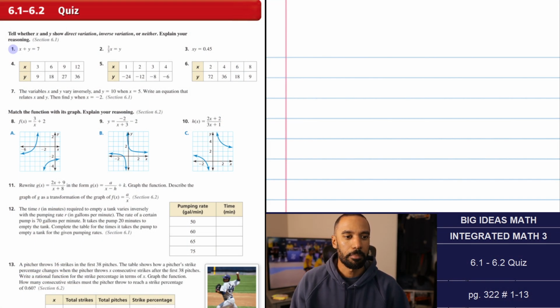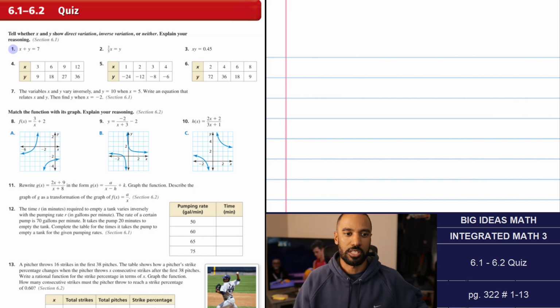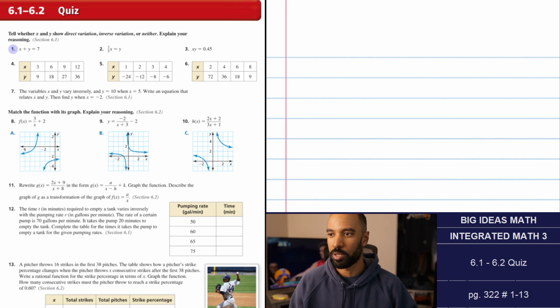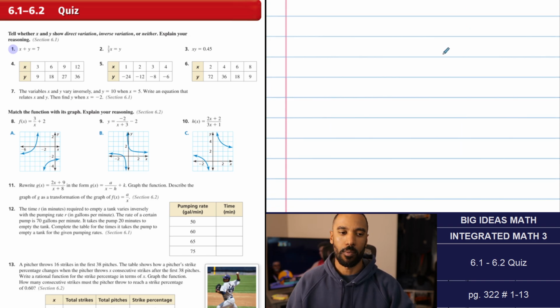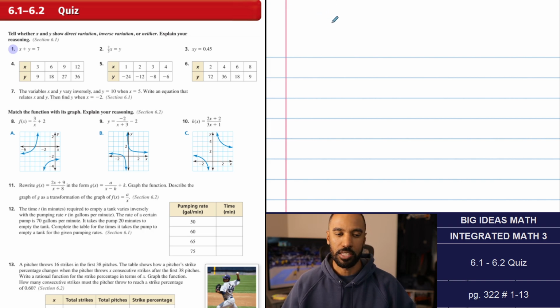We are looking at numbers 1, 2, and 3, where they ask: tell whether x and y show direct or inverse variation, or neither, and explain your reasoning. This is really all about whether you have a constant flow of something. Now, let me just write these up top.